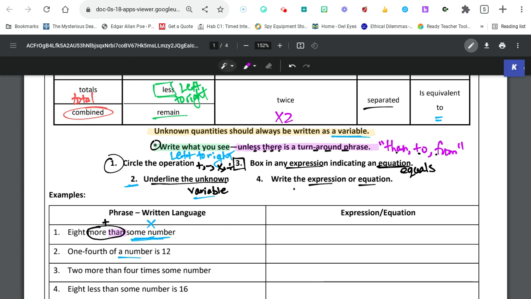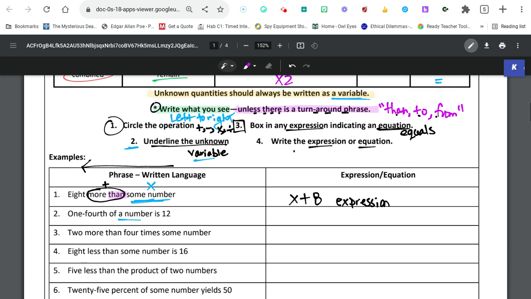So normally I would write 8 plus x, but there's a turnaround phrase in it. So instead of 8 plus x, instead of writing it from left to right like I see it, I'm going to write it from right to left. Okay? Got a turnaround phrase in it. So this is going to be x plus 8. That's it. And it's an expression, not an equation, guys. An equation will have an equal sign.